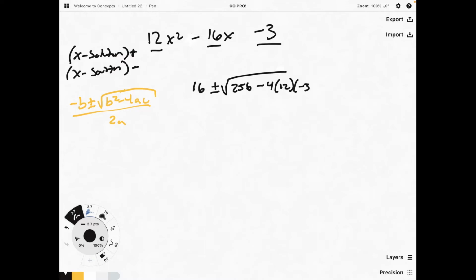So let's put that negative 3 there. Don't forget that a negative times a negative is going to yield a positive. So you just need to be aware of that. And we're going to multiply that by 2 times a. And in this case, that's 12.